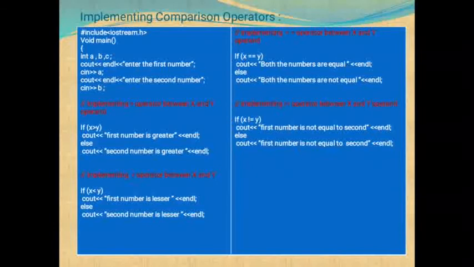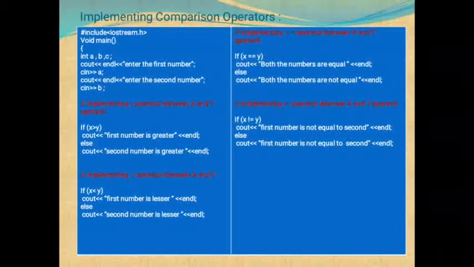Now implementing these operators, we have included the header file, main function, declared two variables of integer type, and taken the values from the user. Now implementing the greater than operator. If I explain in one sentence: if x is greater than y, then the first number is greater, else the second number is greater. There will be only two conditions, Boolean. If this, otherwise the other one; apart from that, no third condition will come here.